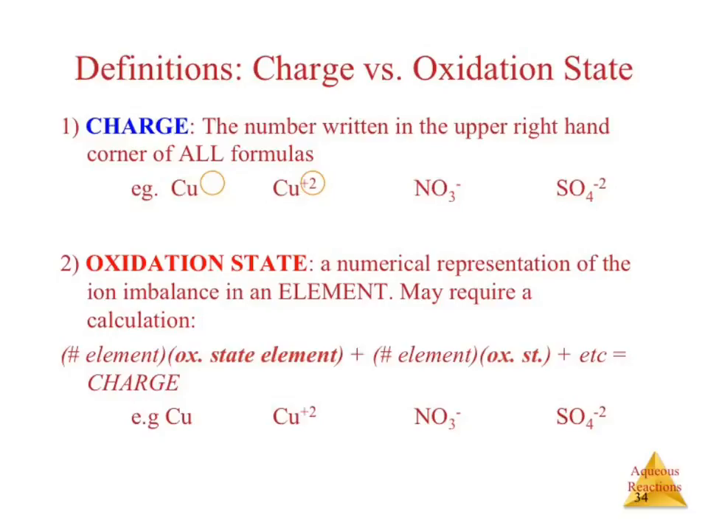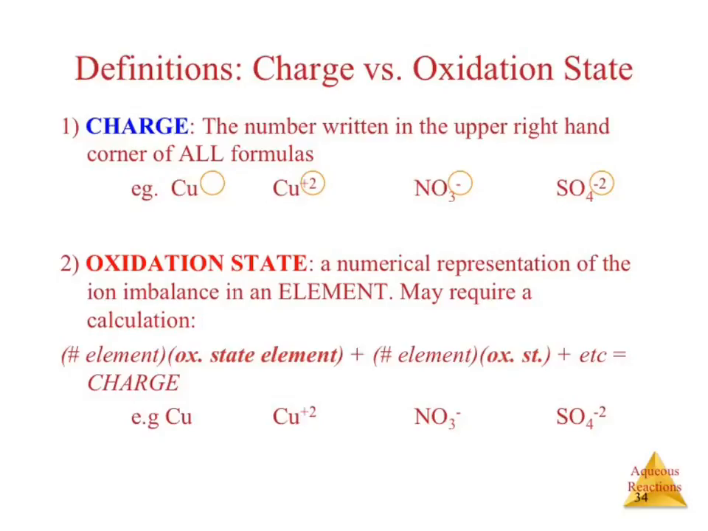How about the next circled one? Okay, so I know that orange thing didn't look very obvious, but we're looking at this one now. What's its charge? 0. Nothing's written there. It's 0. Okay. Third one, our nitrate. What's its charge? Negative, -1. What's the charge on sulfate? -2.